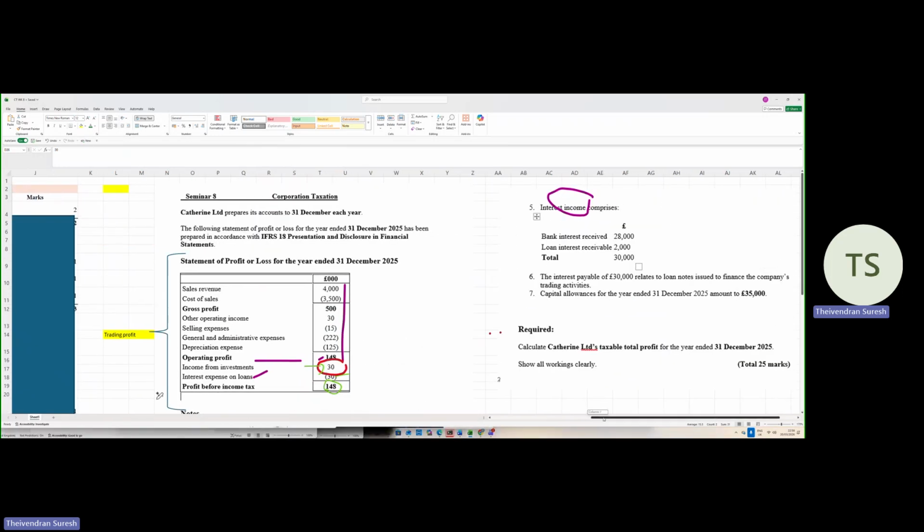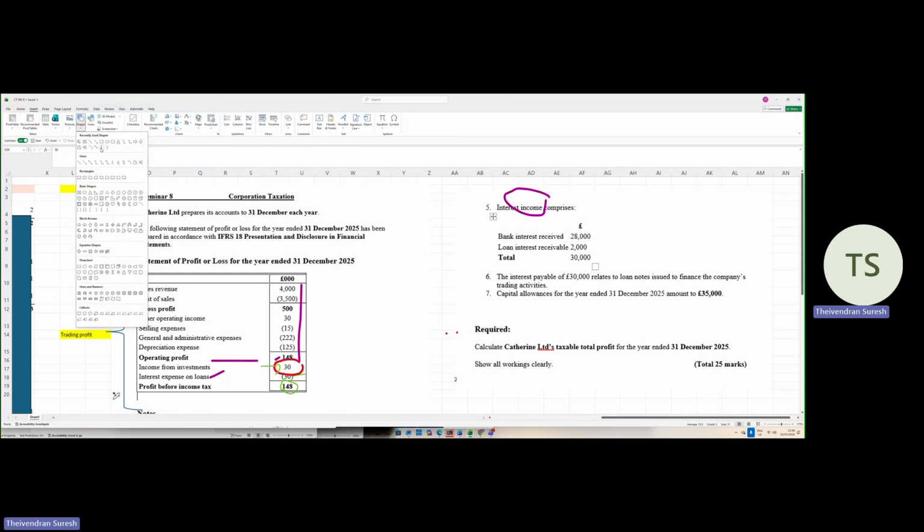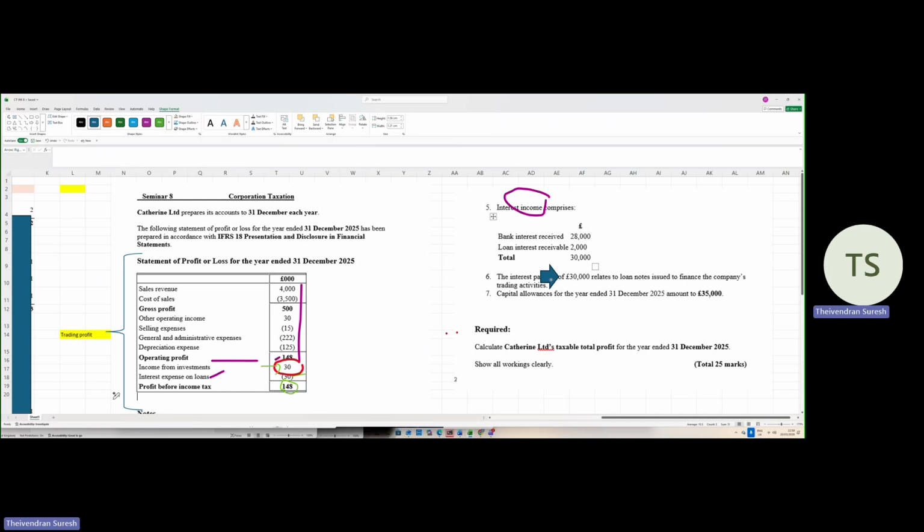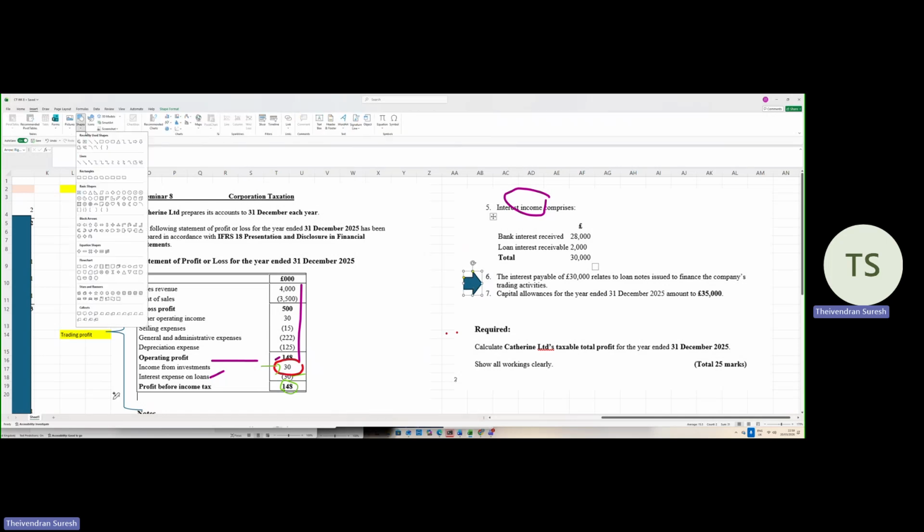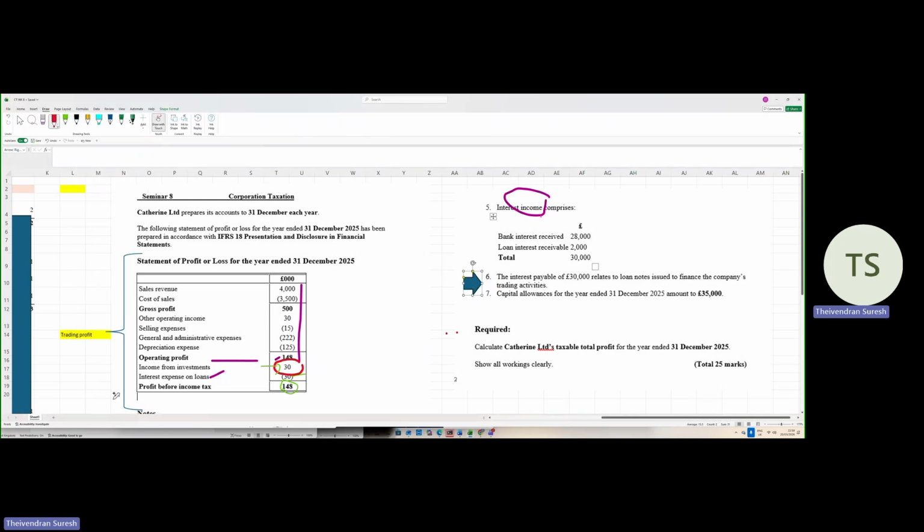Now let's come back to this item. If you read this carefully, we've been told this is interest payable 30,000. This interest payable relates to loan notes issued to finance the company's trading activities. So this is a loan, but this loan is a trade related loan.